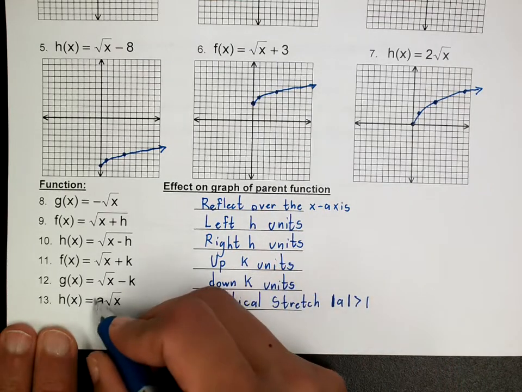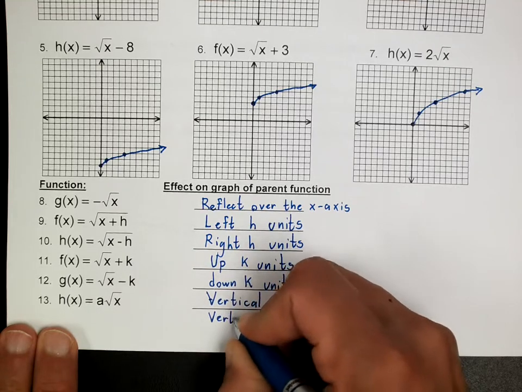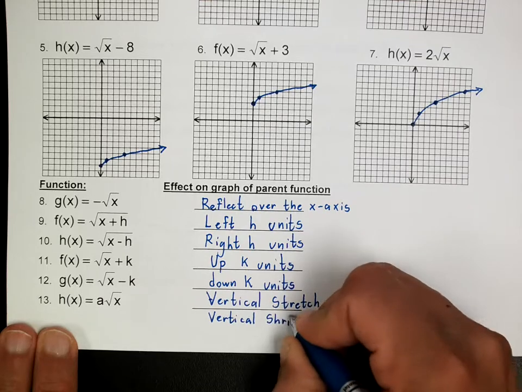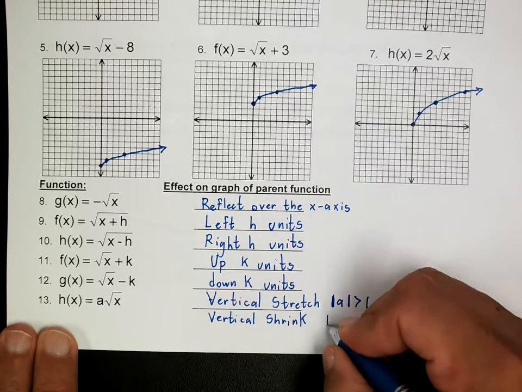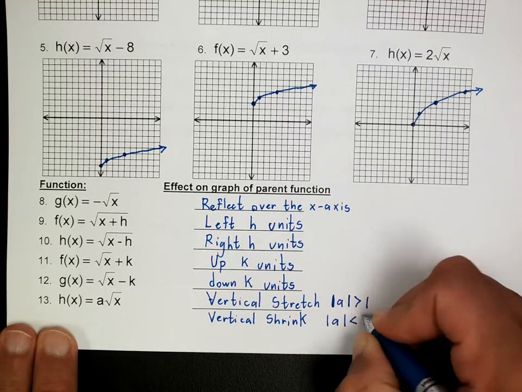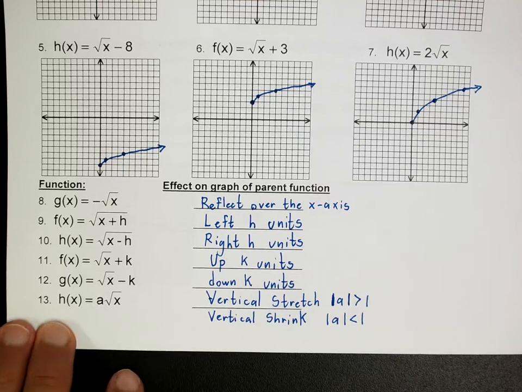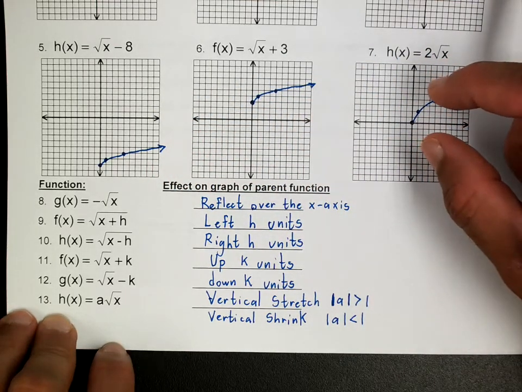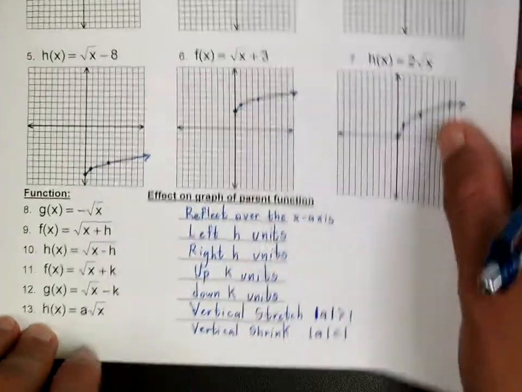Now, if this number right here is less than 1, then you're going to have a vertical compression, or some people call it a shrink. So it's going to shrink if that number is less than 1. If this number would have been a half or a third or anything less than 1, then that graph would have been shrunk like this. So when you do that, you're actually compressing it. Okay? Now we're going to go over some examples on the back.